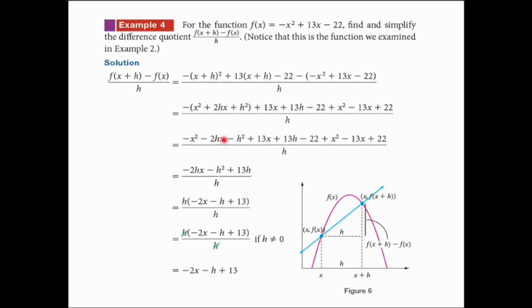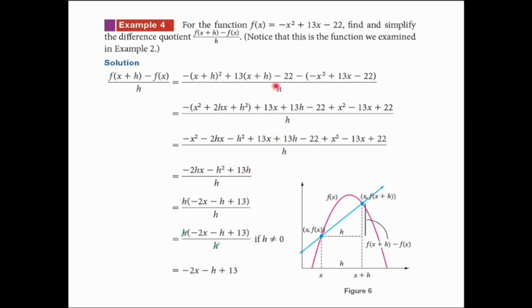When I start combining like terms, now that I have everything expanded and distributed, a lot of stuff starts to drop out. So one thing that I see right away that drops out is this negative 22 and this positive 22. Another thing that drops out is the x squared with this negative x squared. And then this positive 13x and this negative 13x drop out. What is left is the negative 2hx minus h squared plus 13h.